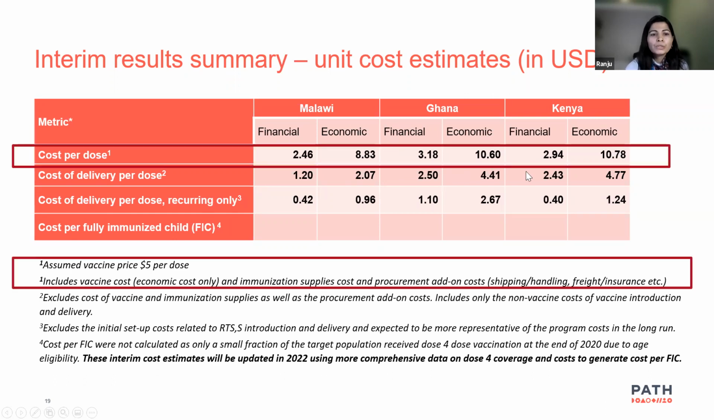Just to remind you, in the financial cost we did not include the cost of vaccine, and these costs are estimated assuming the base case of $5 per dose of vaccine. The economic cost includes that $5 plus the financial cost. In the financial cost, what is included is the additional procurement add-on cost, that percentage, etc.